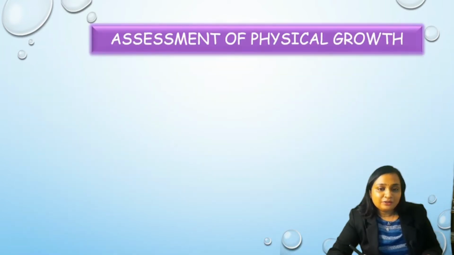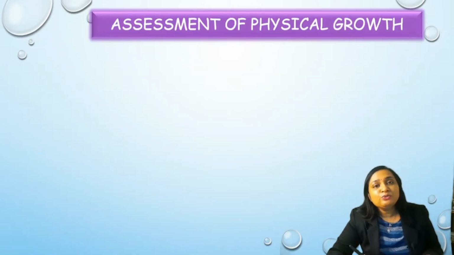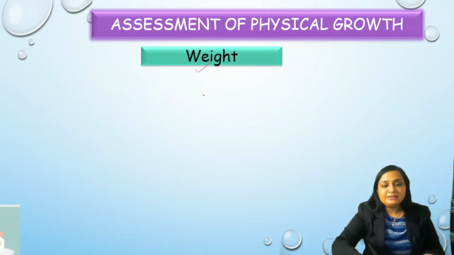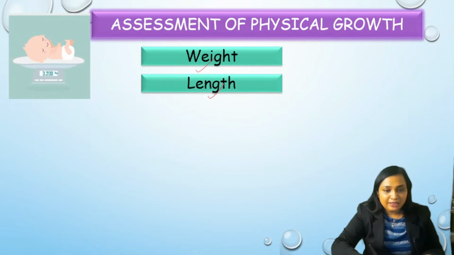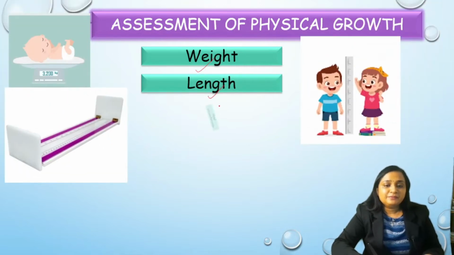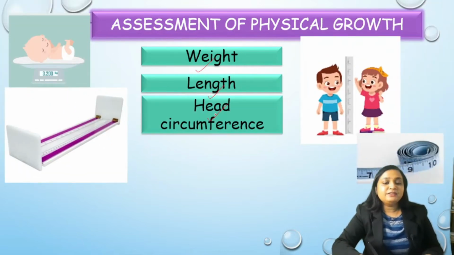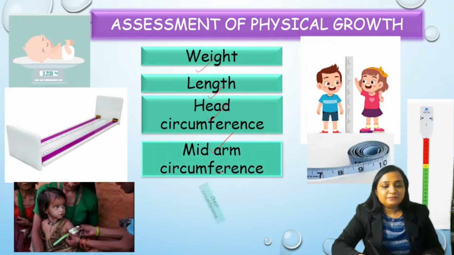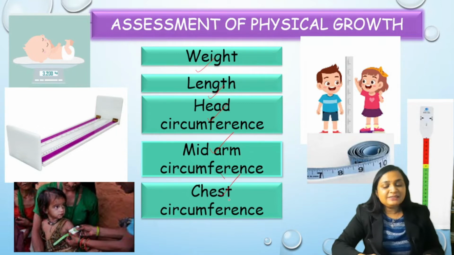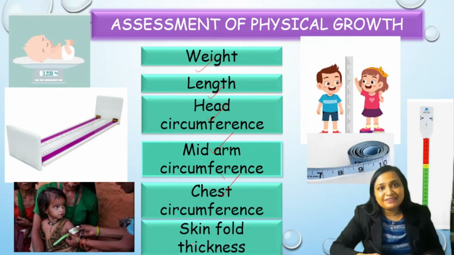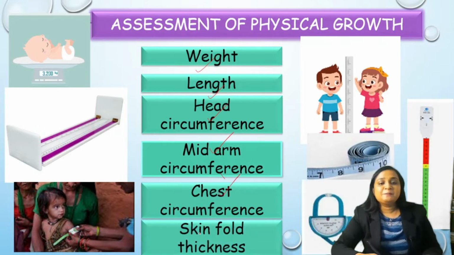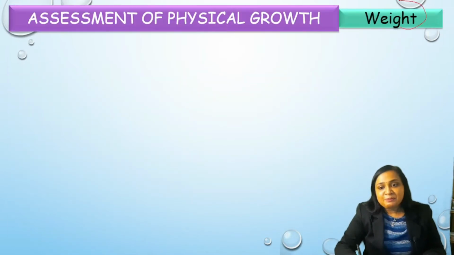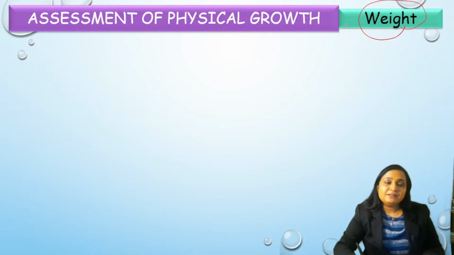A very important thing for you to remember: how do we assess physical growth? It is in the form of weight, length, head circumference, mid-arm circumference, chest circumference, as well as, last but not the least, skin fold thickness. So let's start with the first parameter, that is weight.